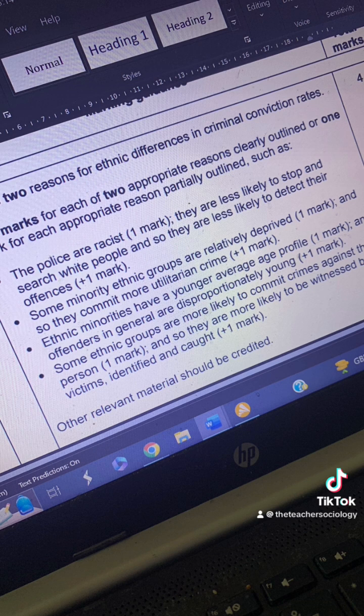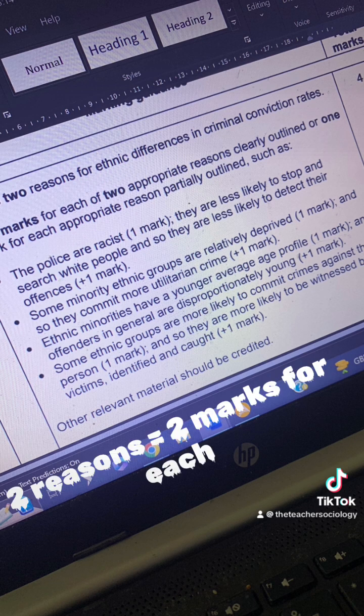So you will get a mark for the reason, stating what that is. That will be called the identification mark. And the second mark will be the explanation, where it is stating why that reason is leading to a difference in criminal conviction rates. So as you can see, there are a range of possible reasons that you could have identified.